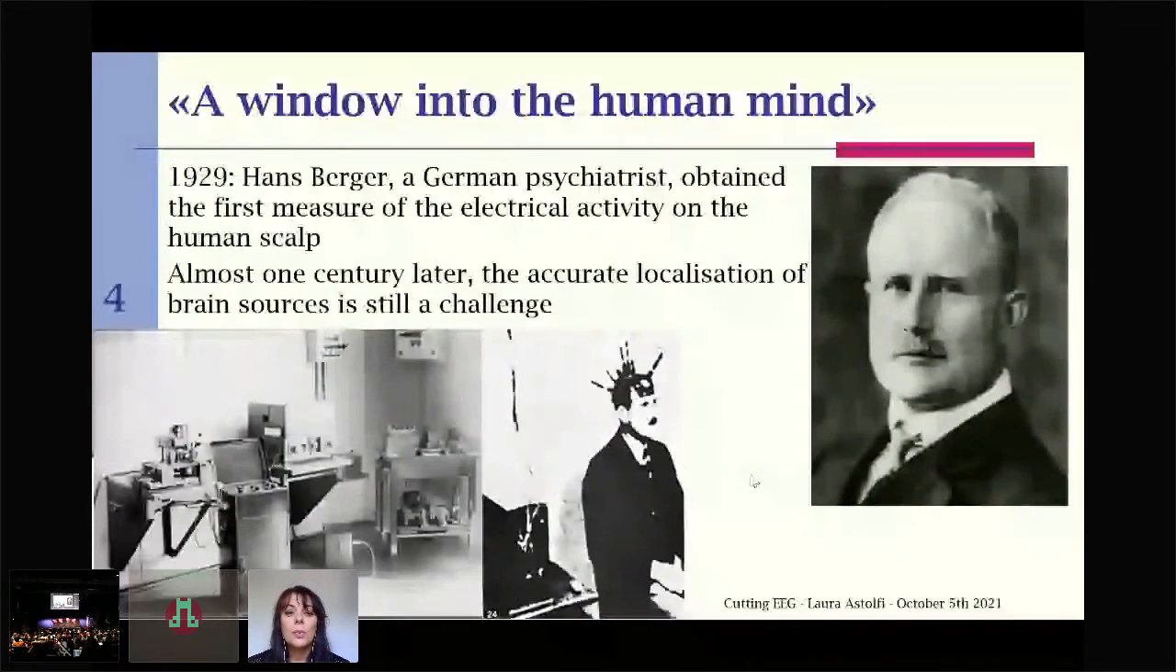But I would like to start with the original view of EEG. If you are in the EEG field, you probably know Hans Berger, who was the first to find scalp potentials back in 1929, almost 100 years ago. From the beginning, he expressed the hope that EEG would provide a window into the human mind. This was partially true from the beginning, because even in the earlier recordings, they were able to distinguish different mental states.